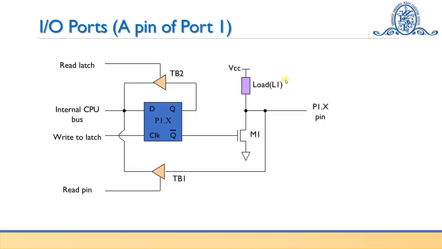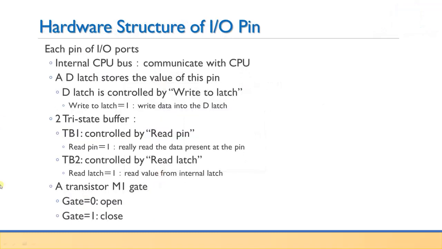Now, this is the internal diagram of a pin. So we have a D flip-flop here, and then we have two buffers, TB1 and TB2, and then we have a MOSFET here, and then this is the pull-up resistor which is connected, and this is the pin which is available to the external user. And then internally the CPU bus is connected here, the write to latch signal is connected here, the read latch signal is connected here, and the read pin signal is connected. So these are the internally generated signals, and based on that this circuit will work.